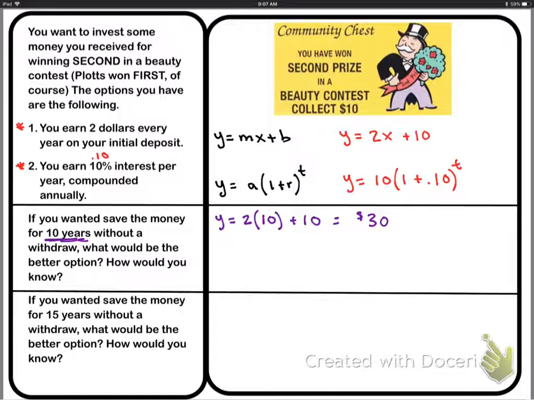If we take that same $10 and we invest it in the second account, we get y equals 10 times 1.10, and I just went ahead and added these. 1 plus 0.1 is just 1.10. And our exponent is going to be 10, right? Because we're looking for when 10 years passed. So when 10 years passed, put it in your calculator, we're going to have $25.94.